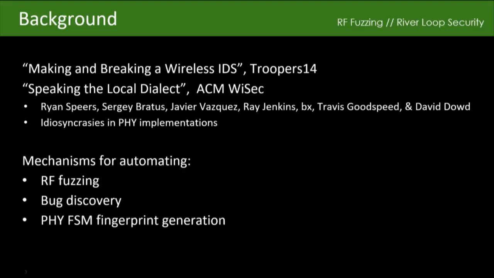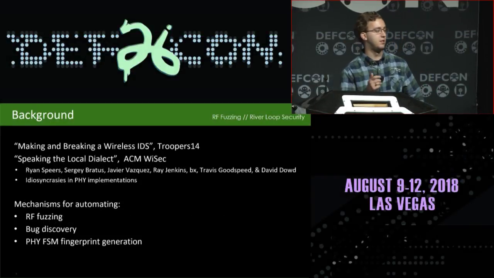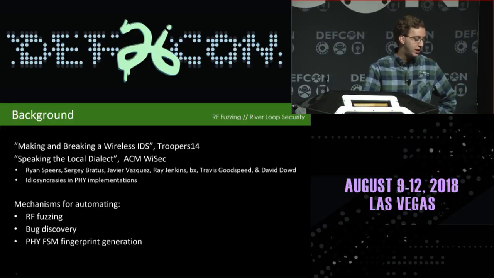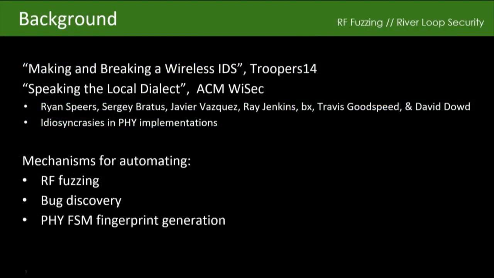So the background, a few things that you might be interested in. Some of the research here builds on research we did in making and breaking a wireless intrusion detection system, which myself and Javier presented at Troopers, as well as an ACM paper about speaking the local dialect, which was about idiosyncrasies in PHY-layer or layer one implementations of fuzzing. So today we're going to talk about how we can use these not just to do bug discovery, but also to figure out differences about the physical layer finite state machine, and then generating fingerprints to identify chips differently based on that.